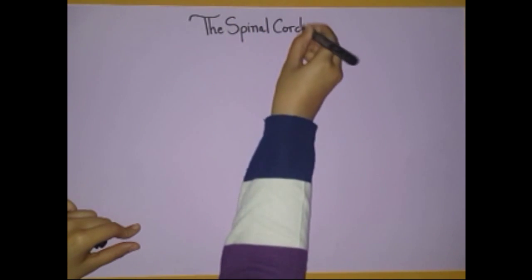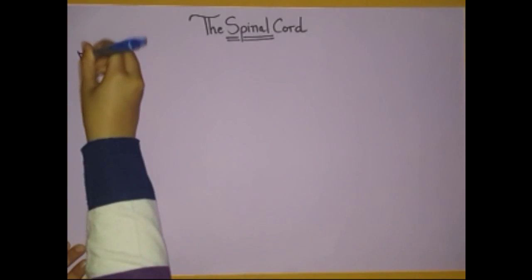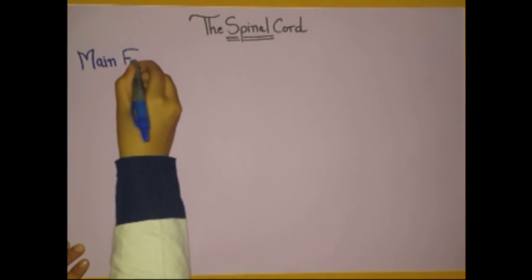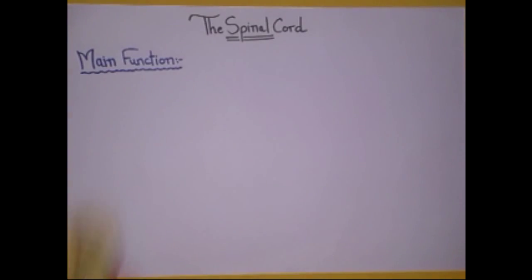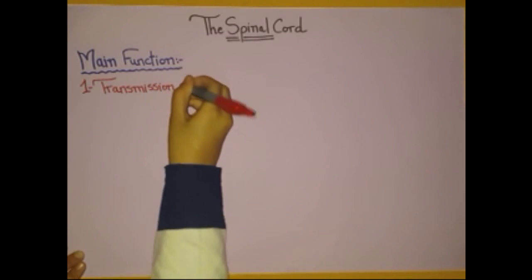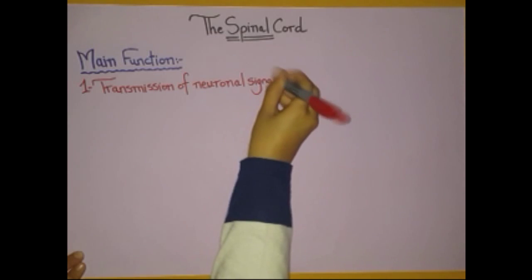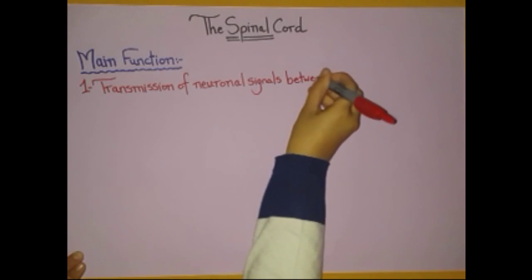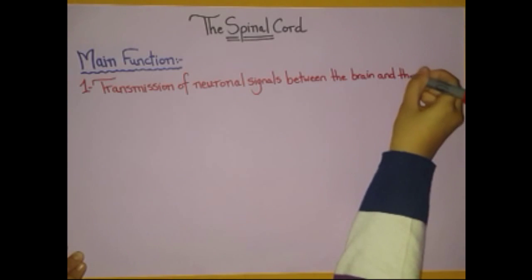In this session, we are going to talk about the spinal cord. First, let's start with its main function. The main function of the spinal cord is the transmission of neuronal signals between the brain and the rest of the body, in order for the body to communicate with the brain, share the response, and send a specific signal.